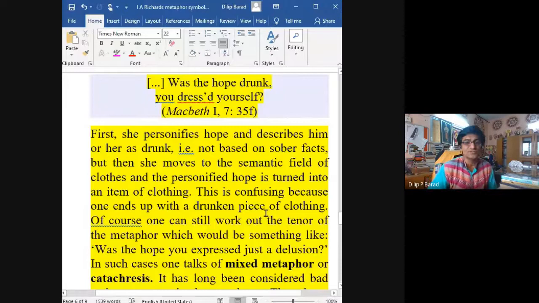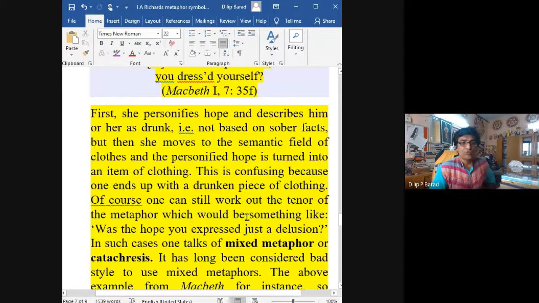So you're talking about the semantic field of clothes and the personified hope is turned into the item of clothing. It's turned into item of clothing. This is confusing because one ends up with a drunken piece of clothing.